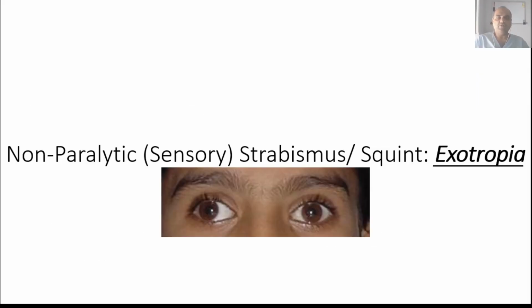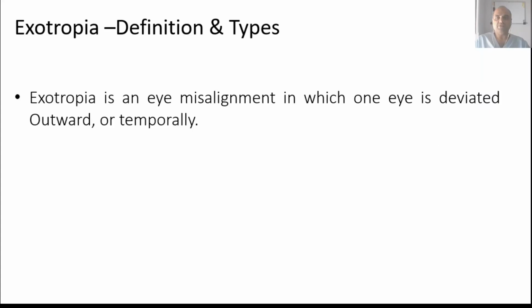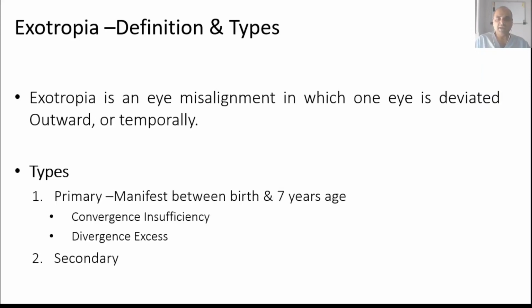We are now going to talk about exotropia, and exotropia is defined as an eye misalignment in which one of the eyes is deviated outwards or temporally. It is again of two types, a primary type which usually manifests between birth and 7 years of age and is further classified as either convergence insufficiency or of the divergence excess type. The other one is a secondary type.